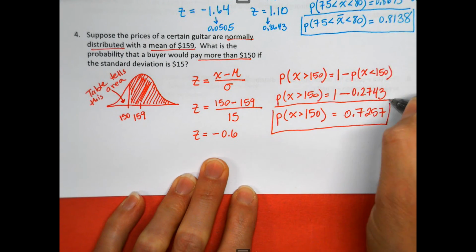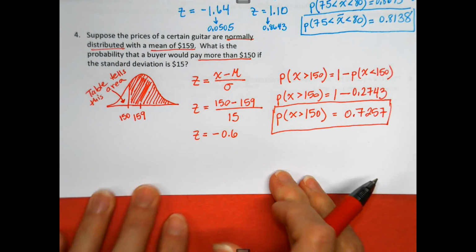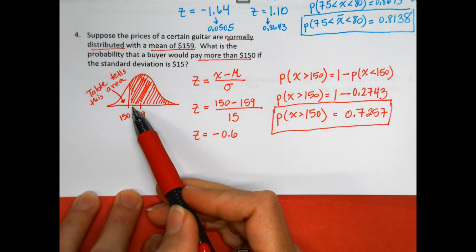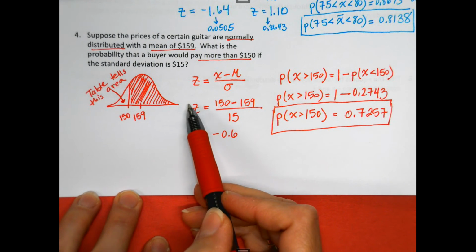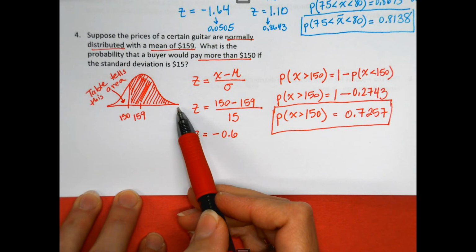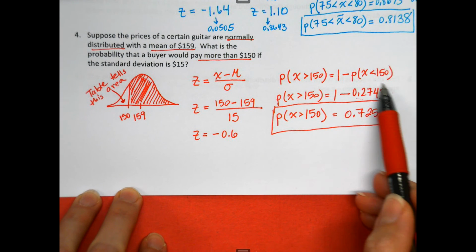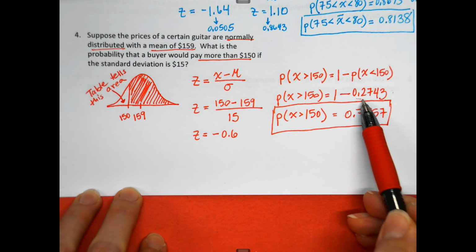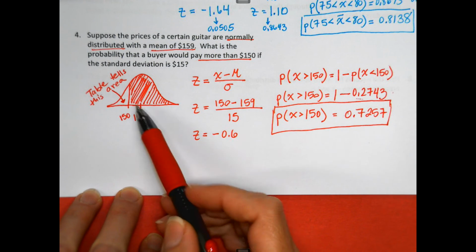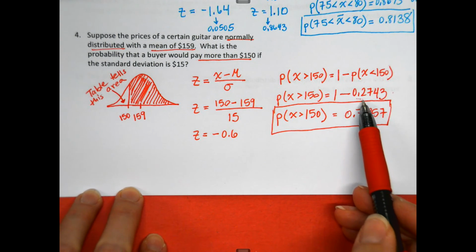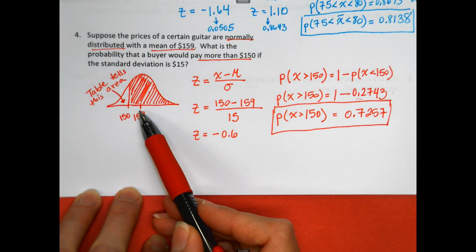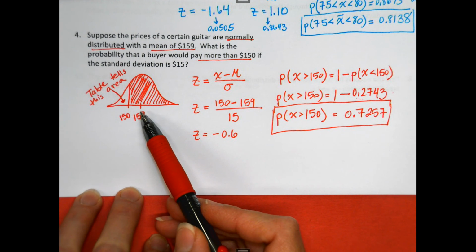A good way to check your answer is to look back at your picture. Notice we shaded more than half of this normal distribution. If you forgot about subtracting from 1, your answer would be 0.2743. And we would know that that was incorrect because of the fact that 0.27 is 27%. That's less than half. And we know from our shading that we needed a number that was more than half. Therefore, we would have been clued in that we needed to do some more work.